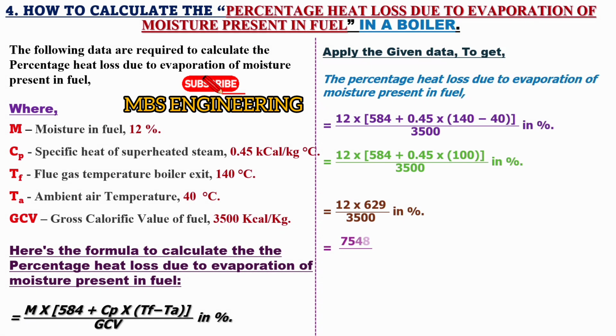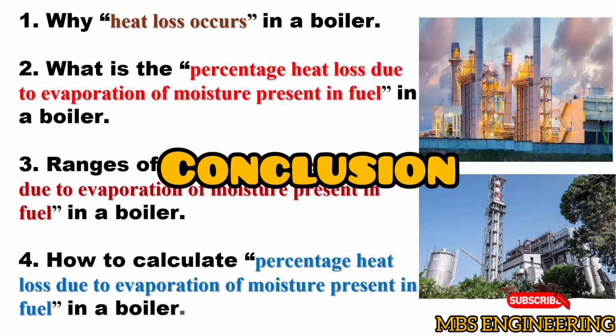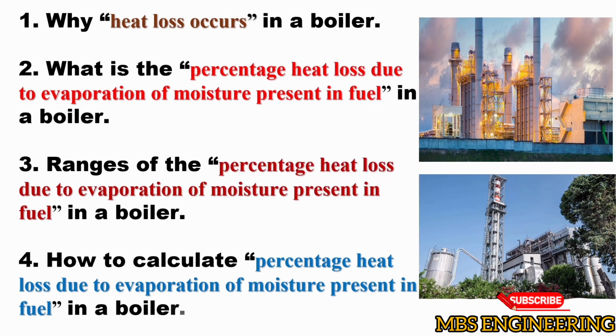Next, 7548 is divided by 3500. Therefore, the percentage heat loss due to evaporation of moisture present in fuel in a boiler is 2.156%.